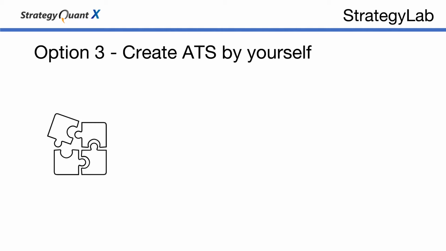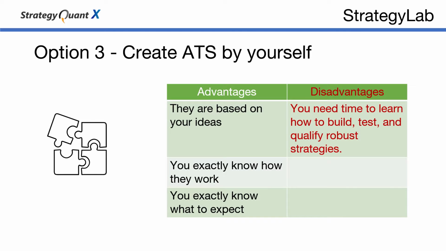The third method, which I think is the best one, is to create trading strategies by yourself. The advantage is that you will create a strategy that is suited for you, in character, portfolio, capital, etc. It's tailored for you. You decide on the logic and execution. The biggest disadvantage is that it's simply time consuming. It takes time to learn how to create robust strategies. Once you learn how to do that, it takes more time to build, test, and qualify robust strategies.